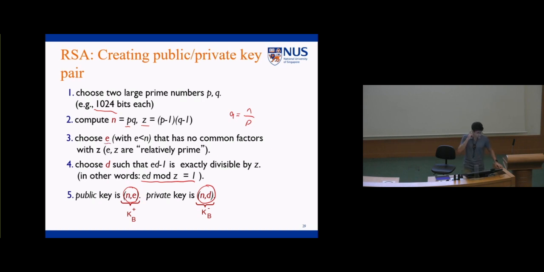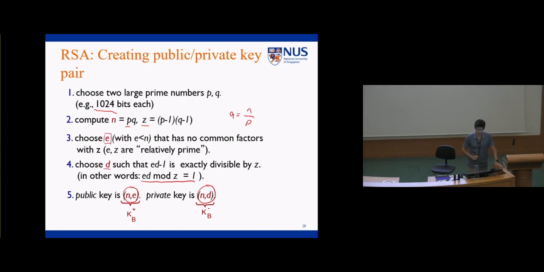And then I was choosing E, right? That has no common factors with Z. Because Z is also known, the adversary can also guess that E number. E was already in the public key. Sorry, E is already known.